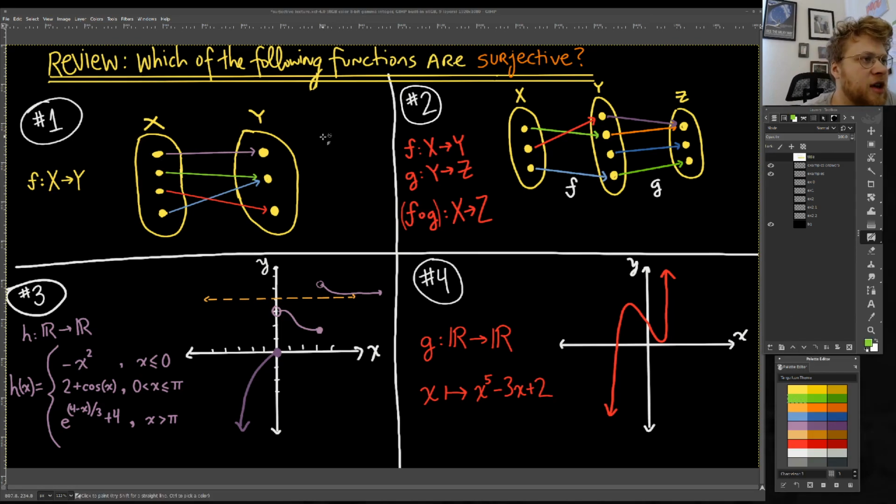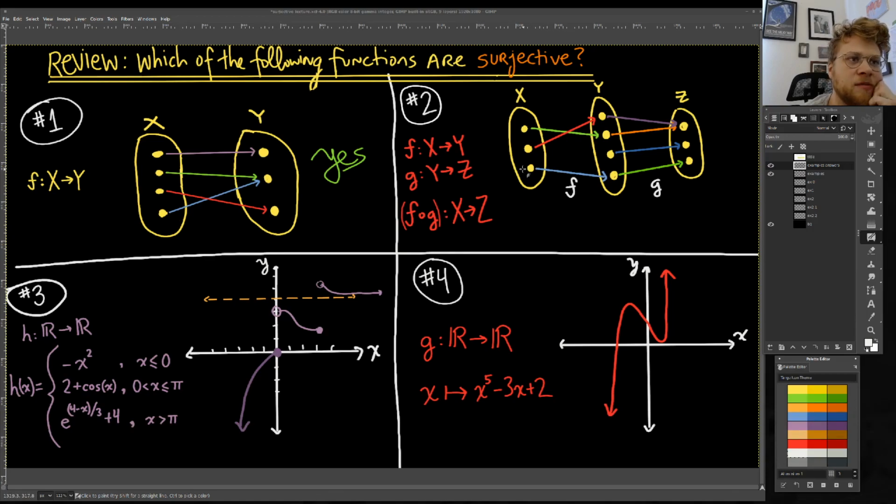So this first one is yes. First function is surjective, yes. And the reason why is because we can just go through each of these three elements in the codomain and say, yeah, there is something that maps there. And that's all it is.